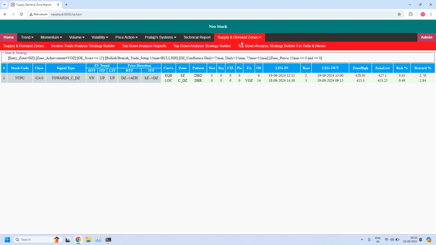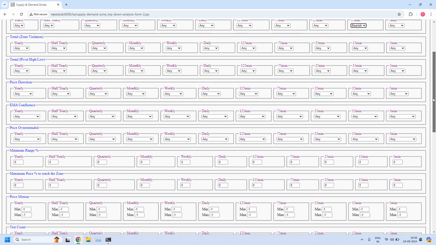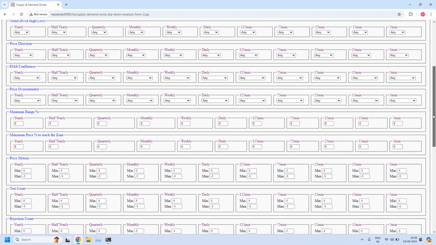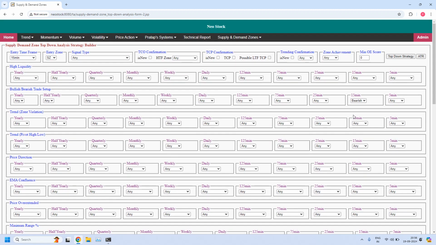So next report is about bearish trade setup for daily income trade, entry time frame 15 minutes, entry zone supply zone. In bullish or bearish trade setup at 15 minutes, I am selecting bearish. 15-minute supply zone should not be having any pierced zones. So in the pierced count at 15 minutes time frame, I am setting minimum value 0, maximum value 0. That means 15-minute supply zone is not pierced.